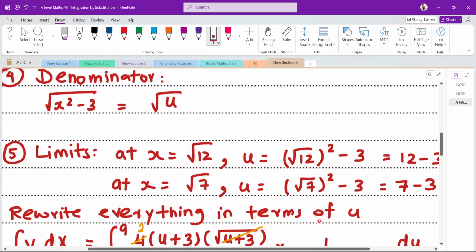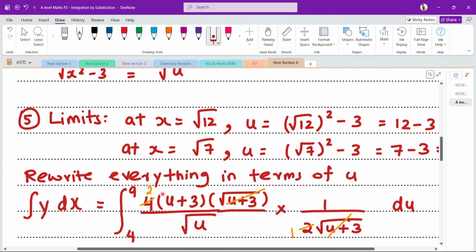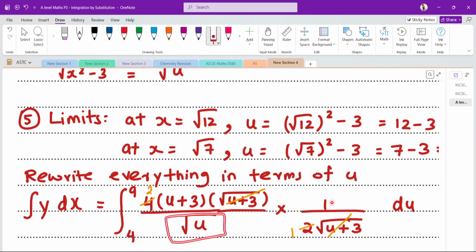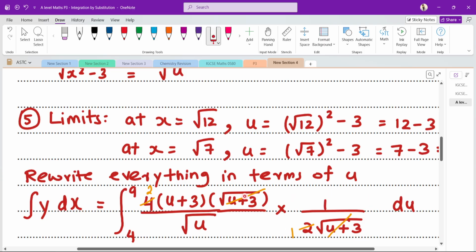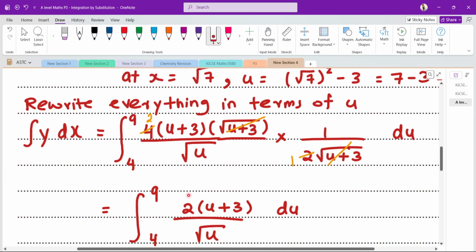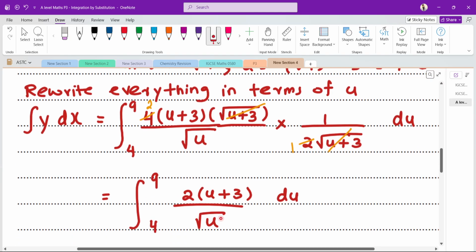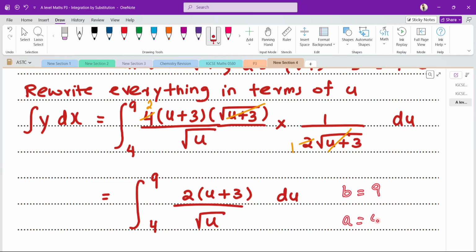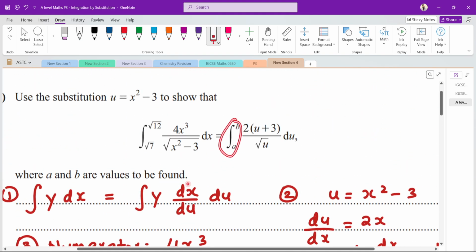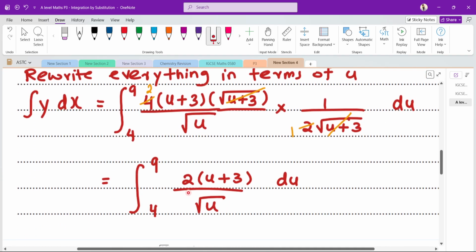Now we rewrite everything in terms of u. So now let's take a look. This is my numerator, this is my denominator, this is dx du, and these are the new limits. Now you can see that the square root of u plus 3 cancels from this side. This is 4, and that simplifies with this 2. You get 1 and you get 2 upon here. Simplify it, so you get 2 times u plus 3 upon square root of u with the limits 9 and 4. So therefore the value of b is going to be 9 and the value of a is going to be 4 over here. Okay, so that is the answer to this question.